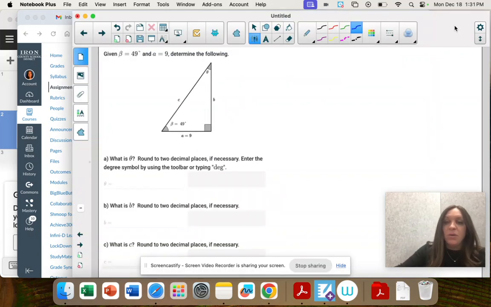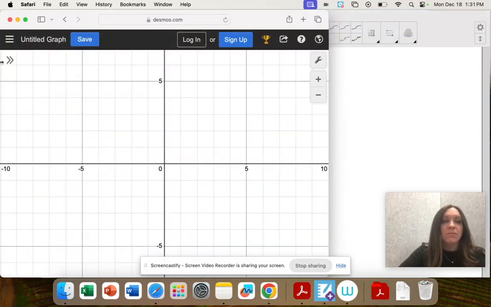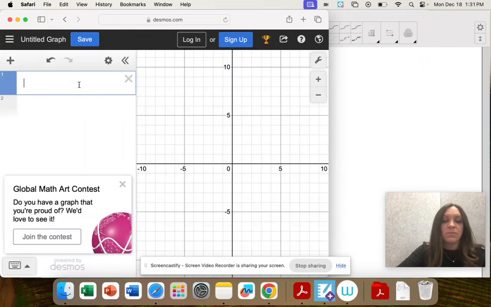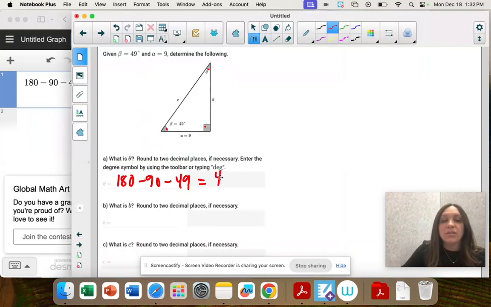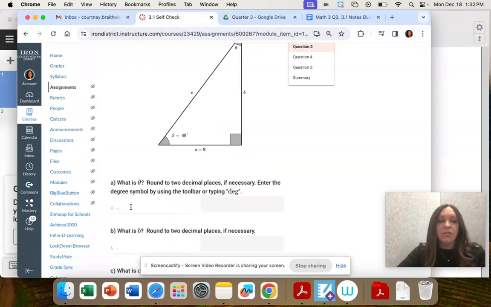So theta, we don't have to use anything fancy for. You just have to know that all three angles in a triangle add to 180, right? So I'm going to take 180 minus our 90-degree angle minus the angle we're given. So 180 minus 90 minus 49. So our remaining angle is 41 degrees. That's theta. And when you type it in, 41 DEG.